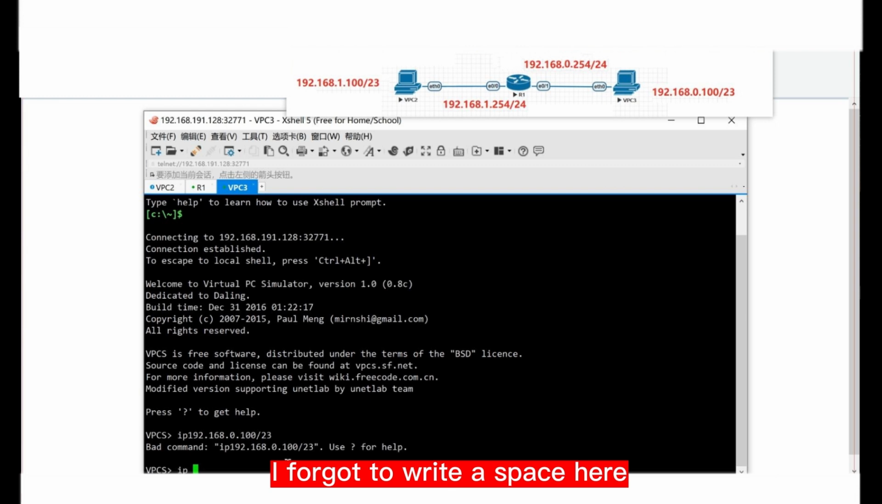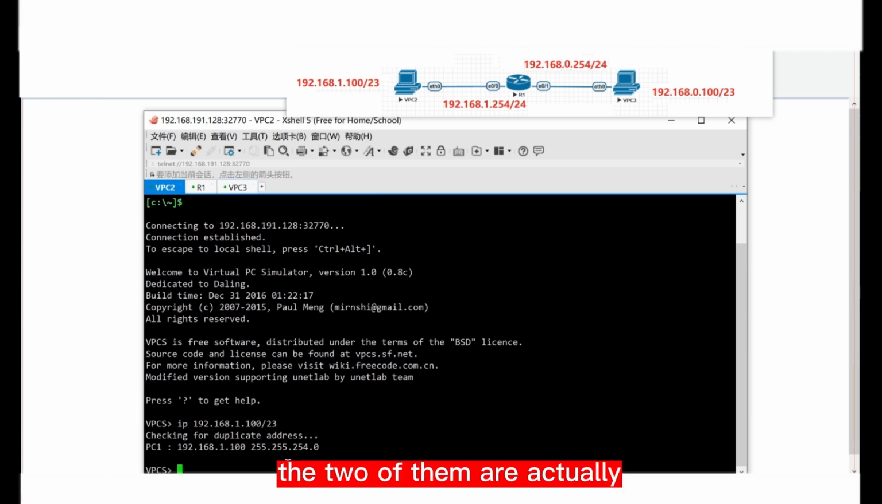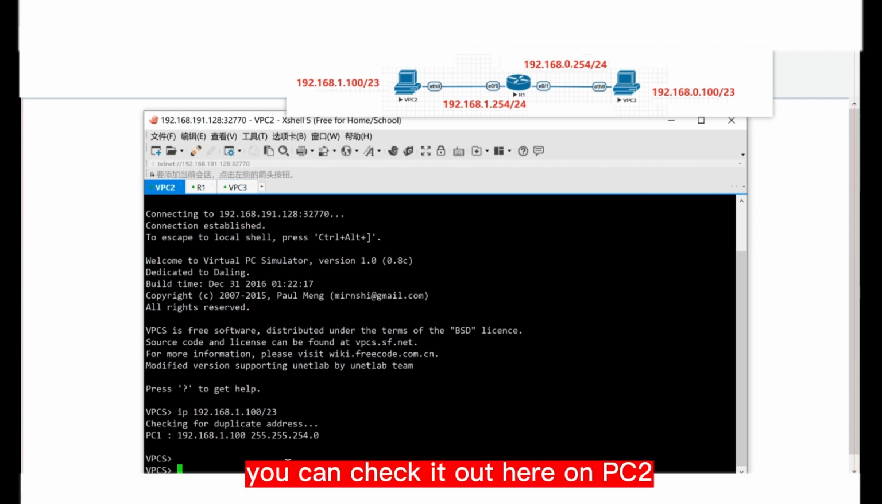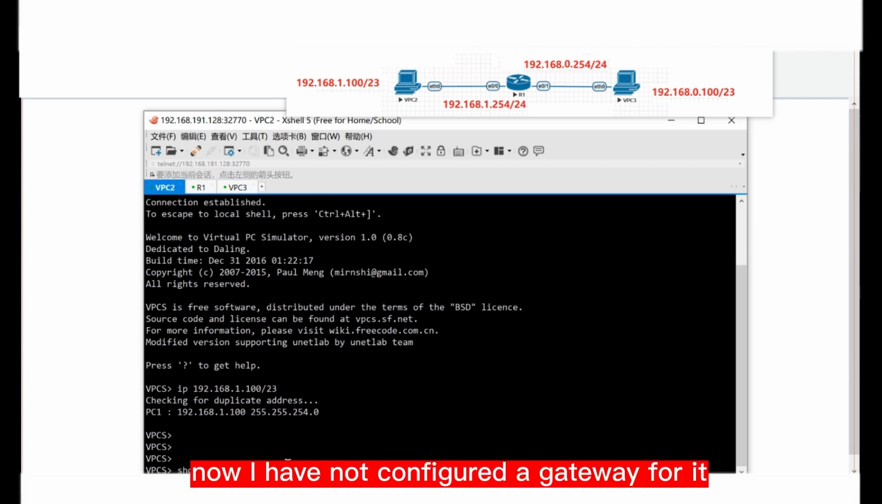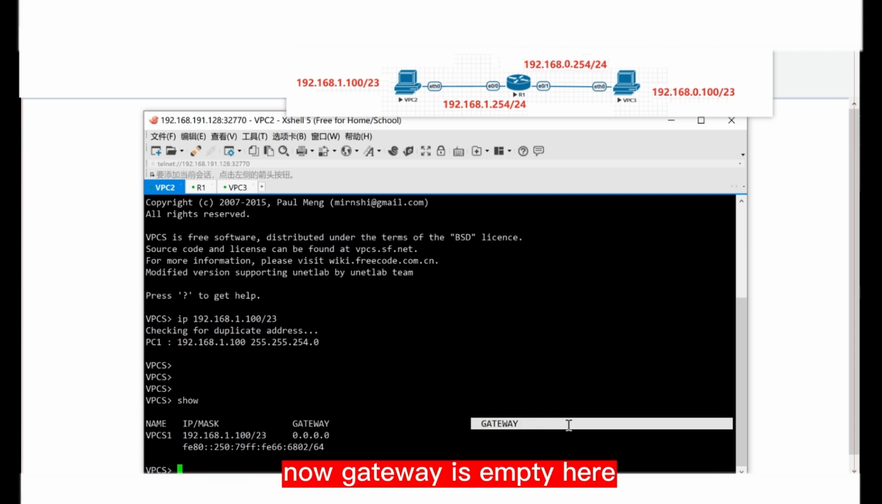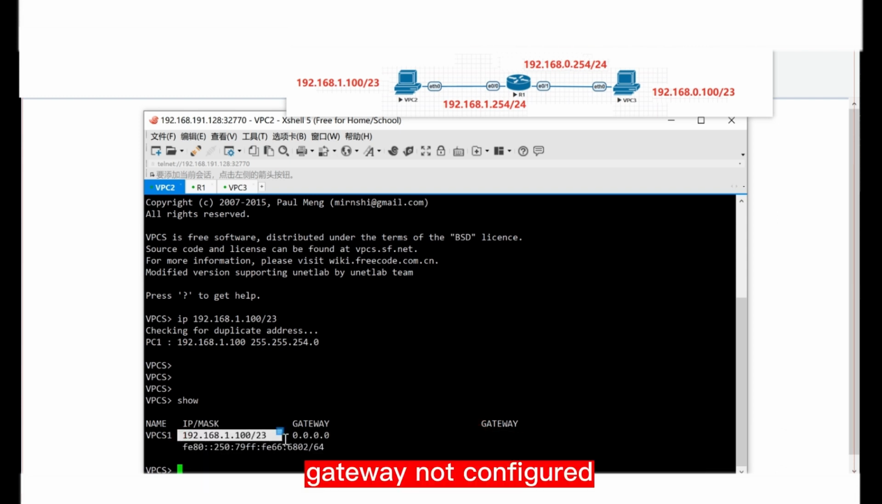I forgot to write a space here. Reconfigure 192.168.0.100. Okay. The two of them are actually on the same network segment, both in the 192.168.0.0 network segment. Then we configure the network segment. You can check it here on PC2. Now I have not configured a gateway for it. That is, the gateway is empty here. I only configured an IP address and mask. Gateway not configured. Gateway is empty.